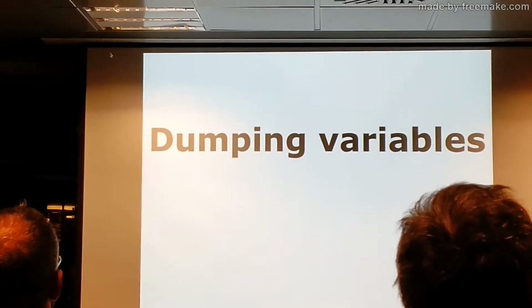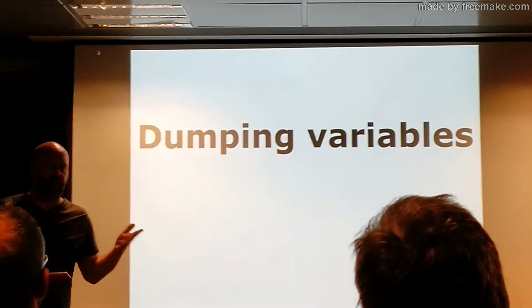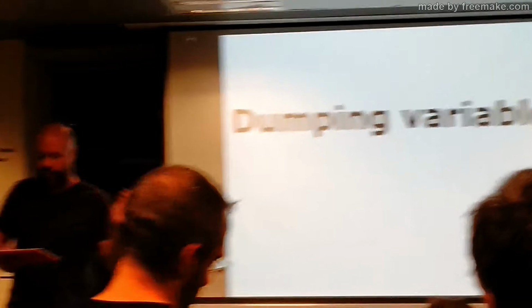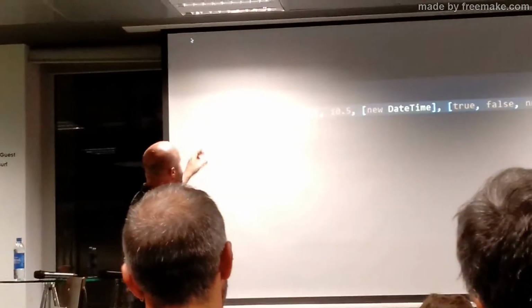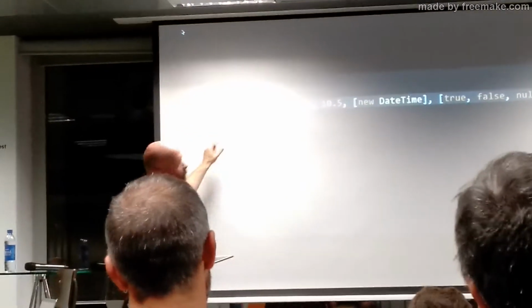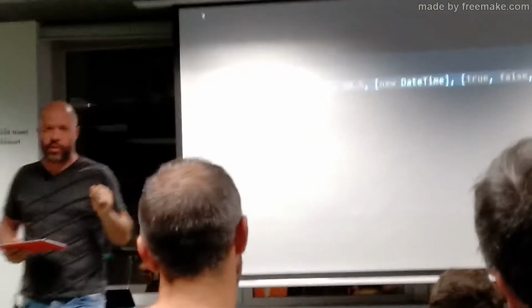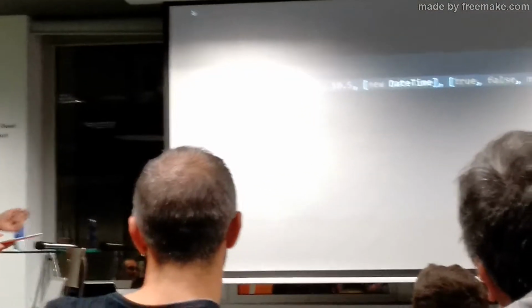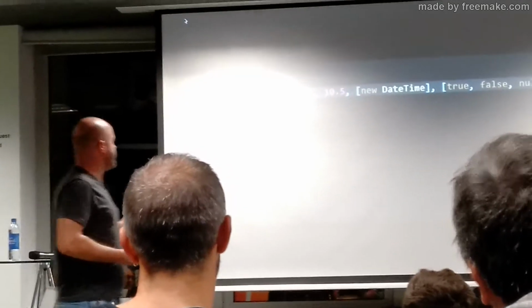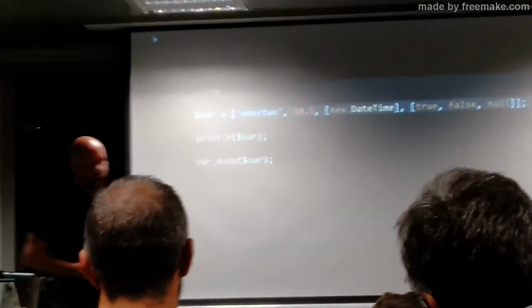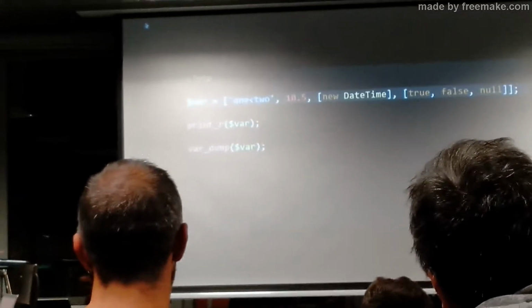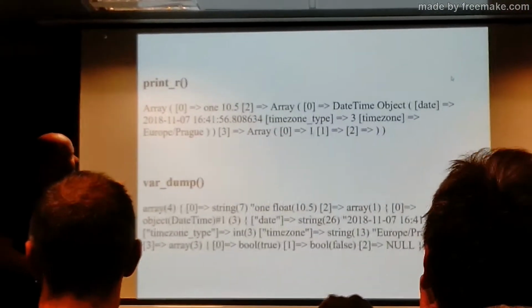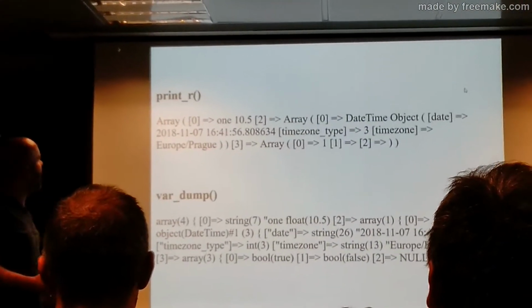Sometimes you need to dump some variable or the result of a function or something, you know. So I have this example here. In PHP we have two functions, or maybe more, for dumping variables. I think the most used are print_r and var_dump. But again, the output looks like a mess, not nice.